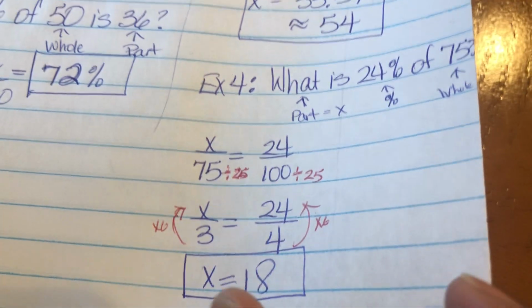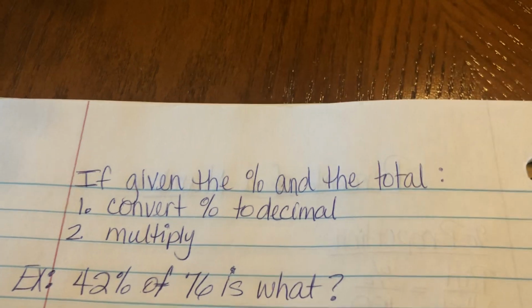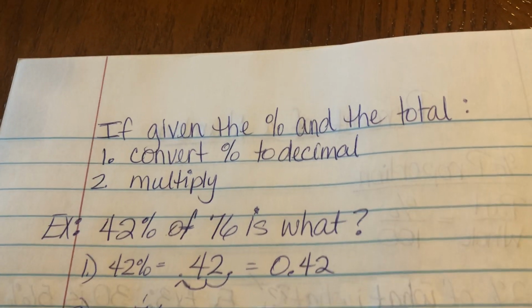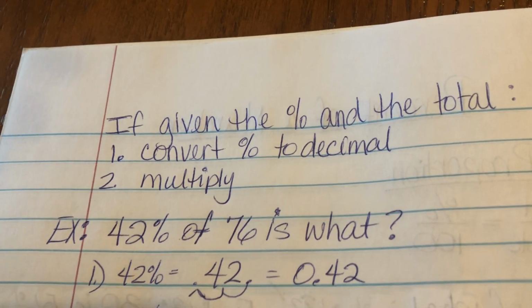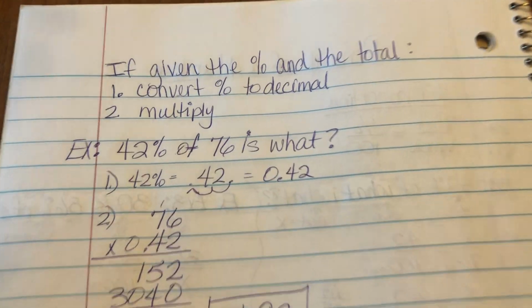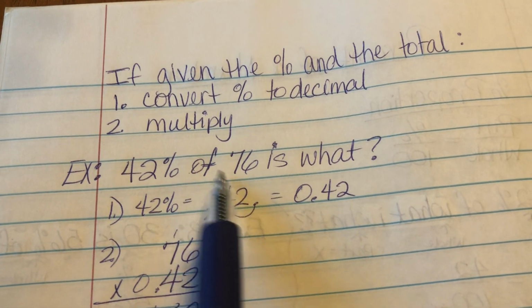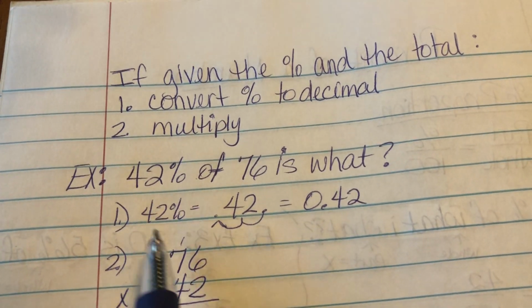Okay, there's one other thing that I want to show you that may be a little bit easier than your percent proportion, but you will have to be given your percent and your total in order to do this. You can convert your percent to a decimal first, and then you can multiply. So here's what that looks like. If we have 42% of 76 is what? Here we're given the percent, and this is our total. So I can convert my percent to a decimal.